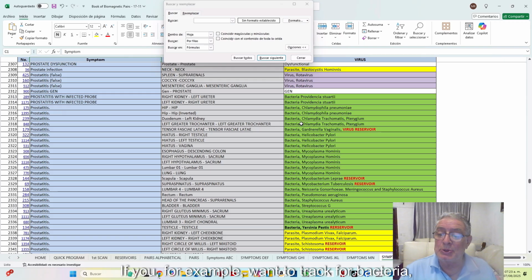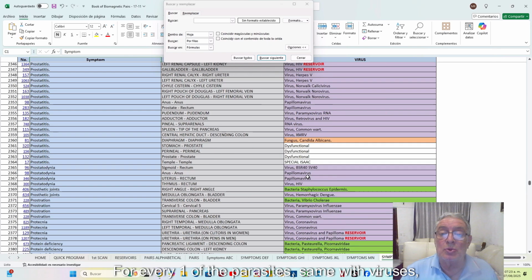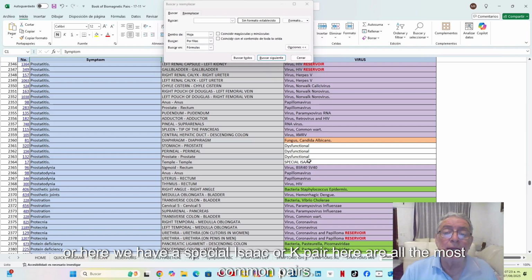If you, for example, want to track for bacteria, if it brings any bacteria, they will track for each of these bacteria. If it brings parasites, they'll still track it for every one of the parasites, same with viruses, same with fungi, if they are dysfunctional pairs, or here we have a special Isaac or K pair. Here are all the most common pairs.